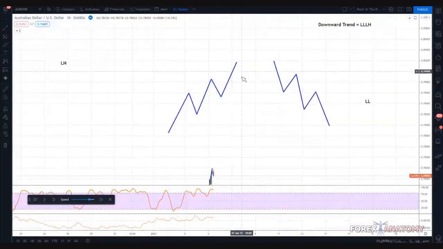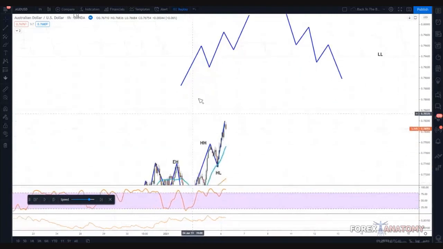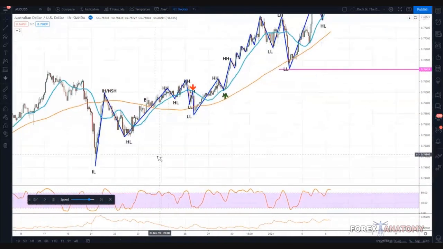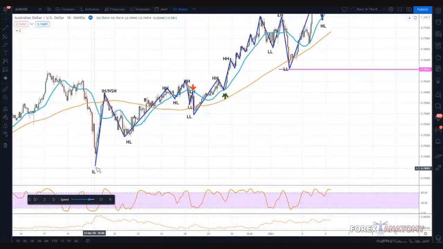defining higher highs, higher lows, and lower lows, lower highs, but how to apply that in a real market price action scenario. So then this is what we did. We had this initial low right here. Price comes up, forms this initial high.